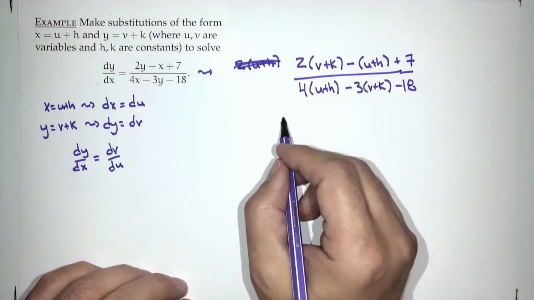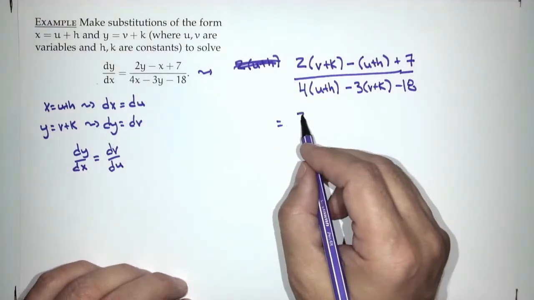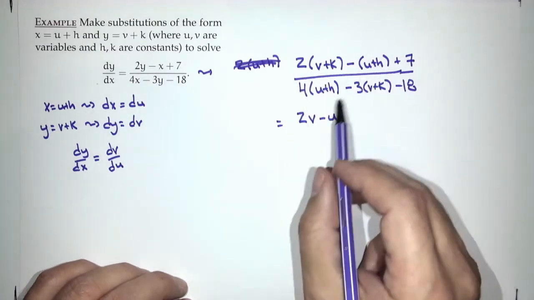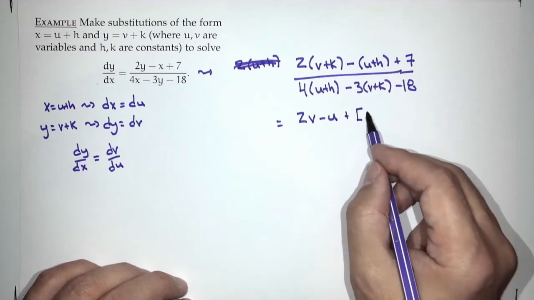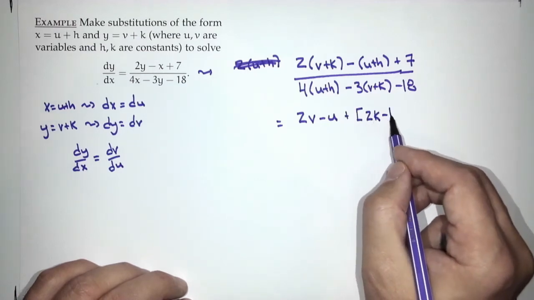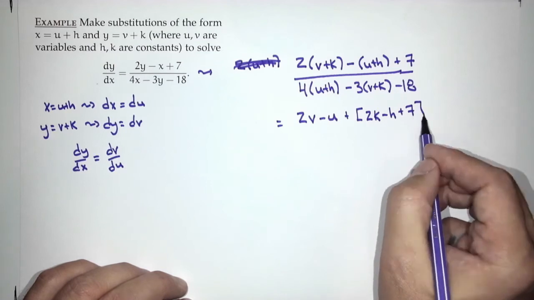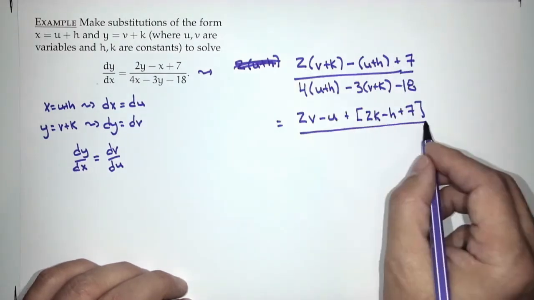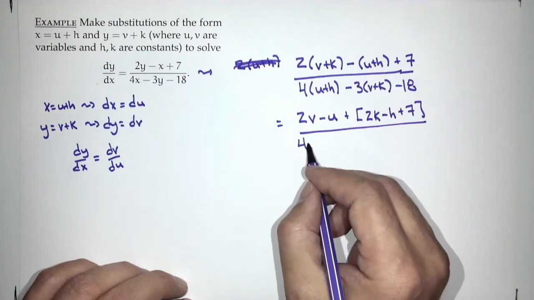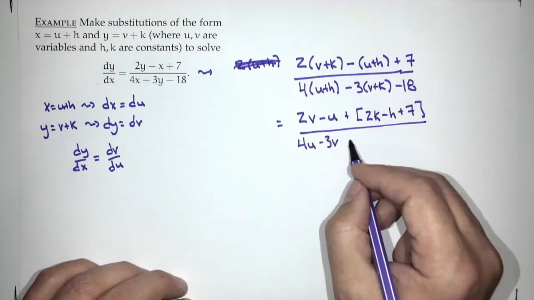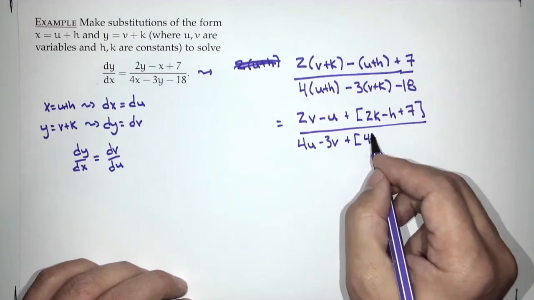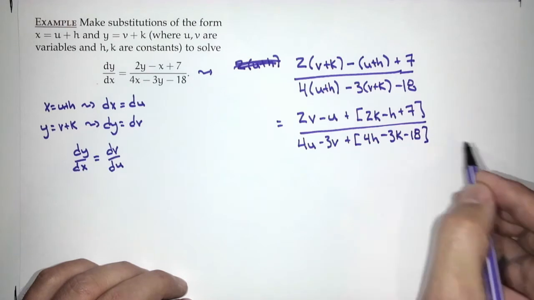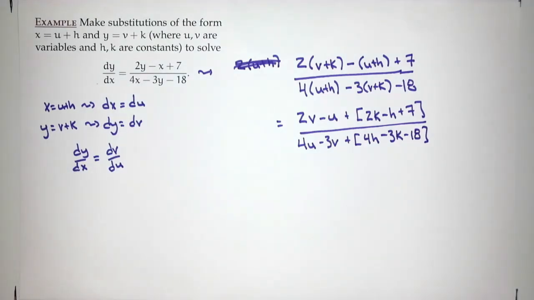All right, well, let's expand that a little bit. We get 2v minus u. I'm just looking at things that are variables. Plus, then at the end, we'd have 2k minus h plus 7. Those are the constants all grouped together. Downstairs, we'd have 4u minus 3v. And then we'd have the other stuff, 4h minus 3k minus 18.